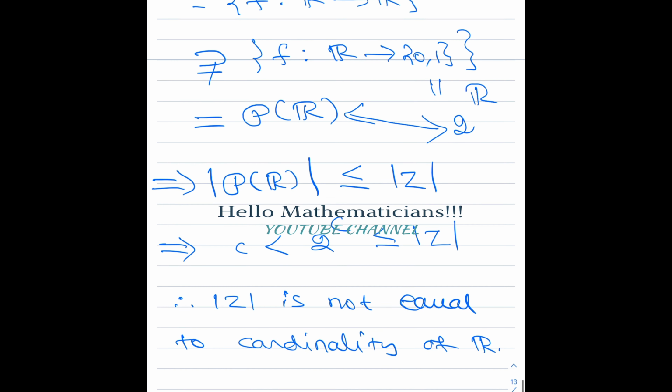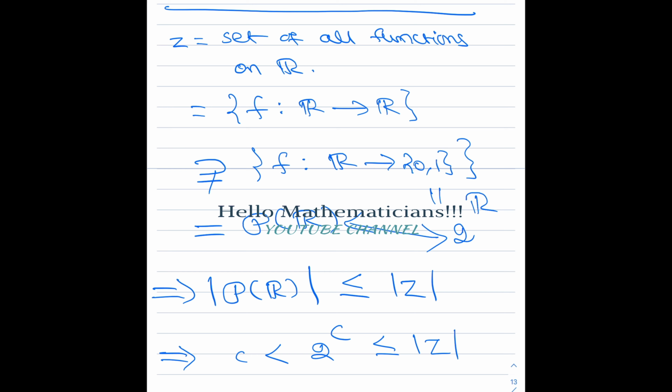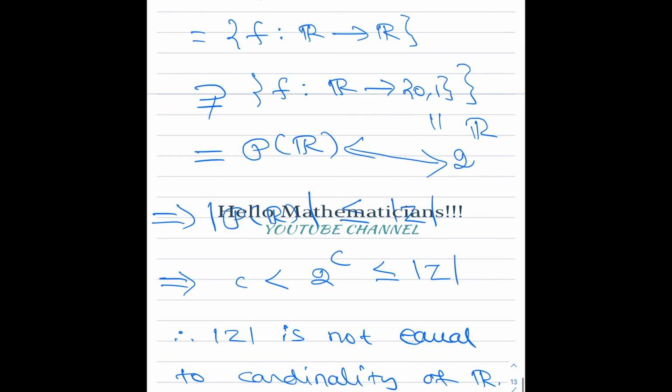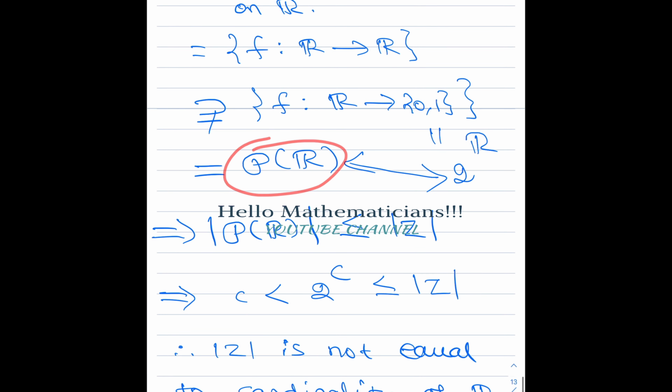Therefore, inside the set of all functions from R to R, we can identify the power set of R. Therefore, the power set of R is a subset of Z. Therefore, the cardinality of the power set of R is less than or equal to the cardinality of Z, because it is a subset and Z is a superset.